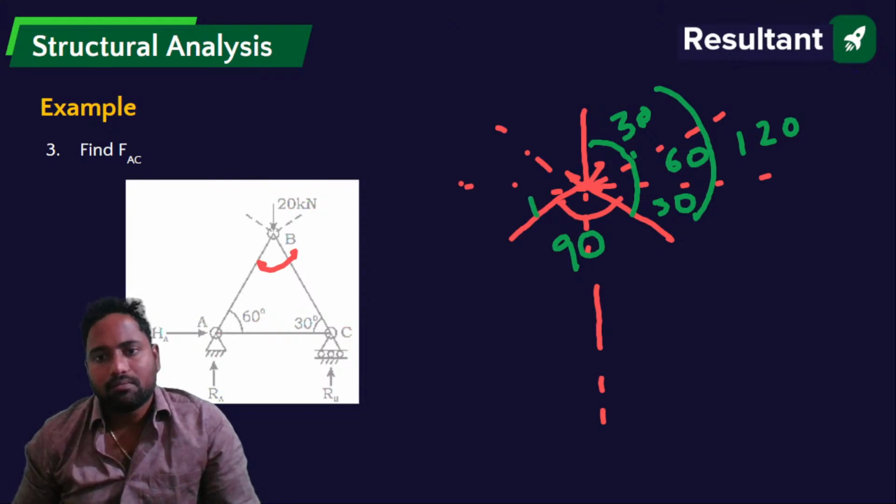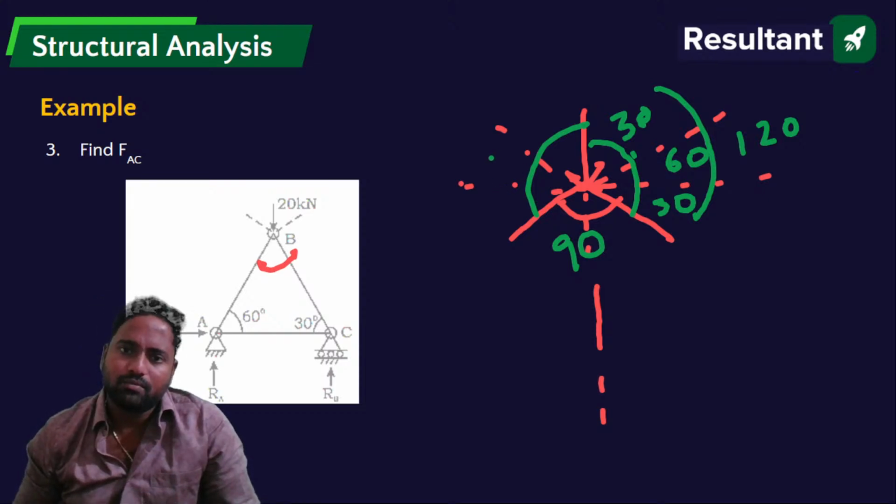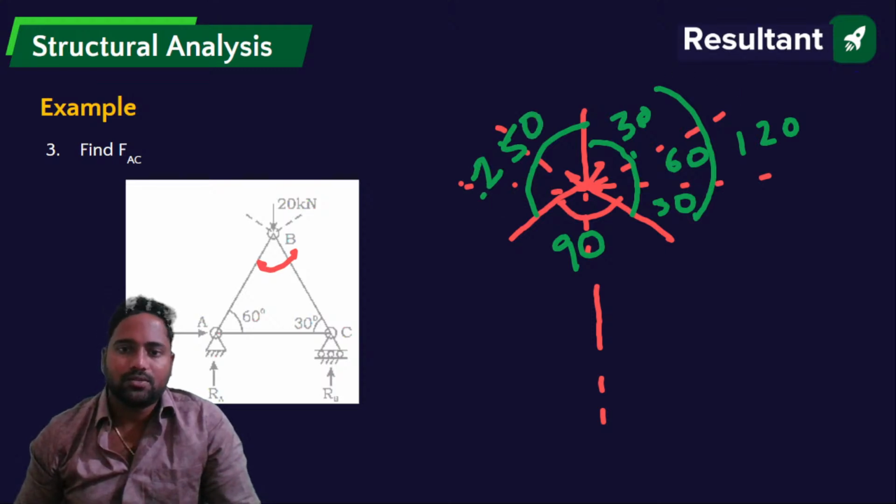360 minus 210. 360 minus 210 would be how much? 150. This is how you try to find out the angles.